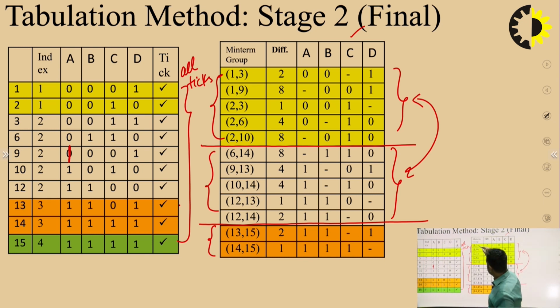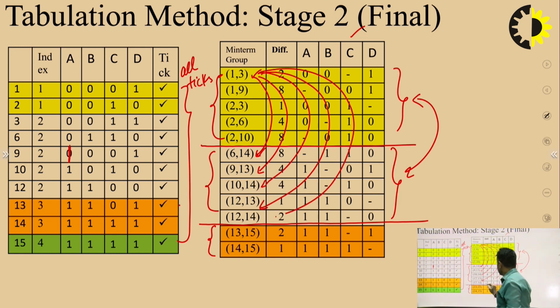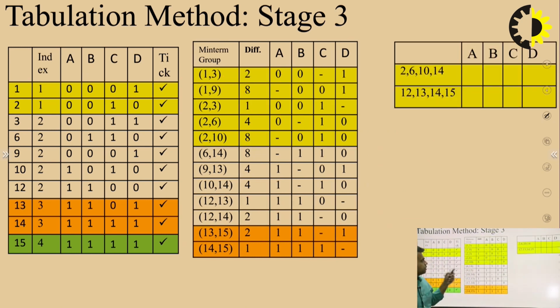Okay, that means 1, 3 will be checked with 6, 14, 9, 13. That means now I will be checking all these patterns. Grouping pattern is again, target is again the same. If they differ by 1 bit, I will make the group, otherwise I will not make the group. Okay, again I am giving a shortcut. What is that shortcut? Let's use that.